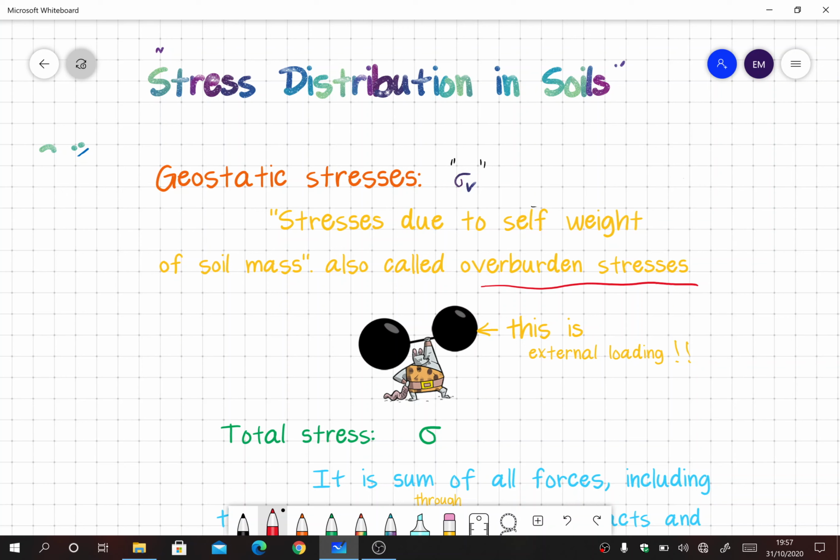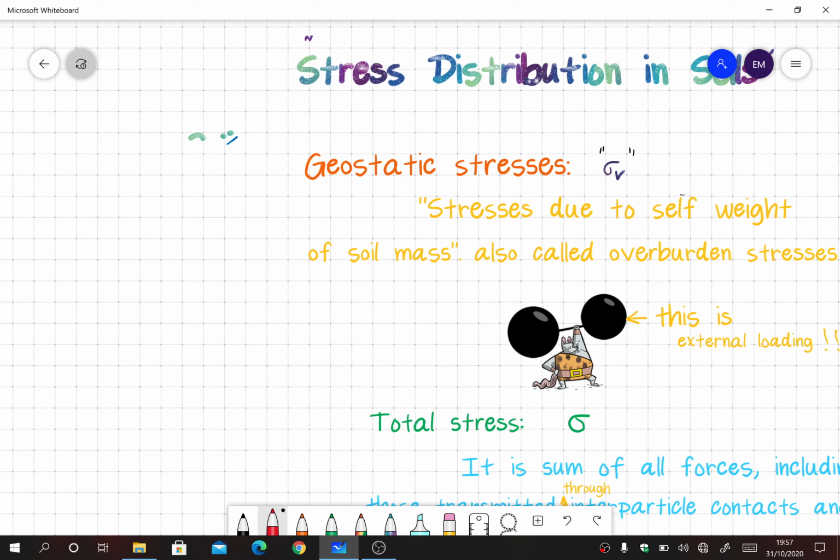These are actually stresses due to the self weight of the soil mass. That means it does not include any external load, only the load from the weight of the soil. So that is called the geostatic stresses or overburden stresses.